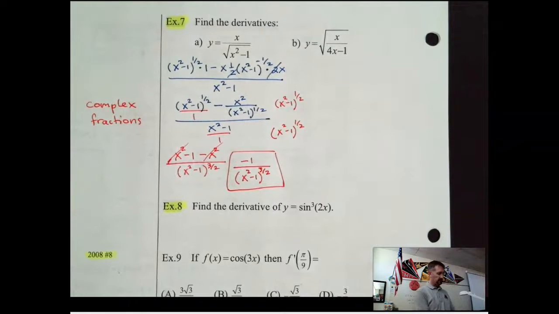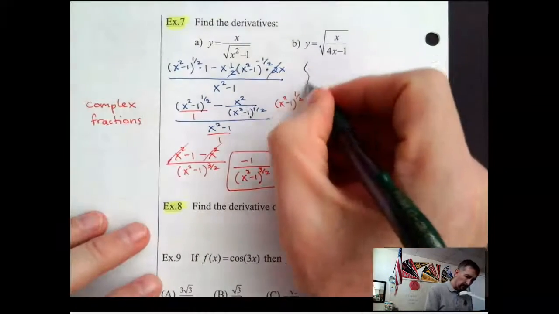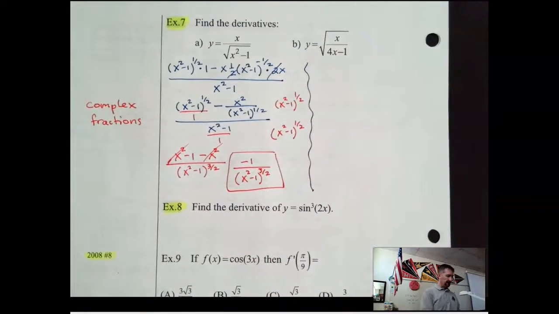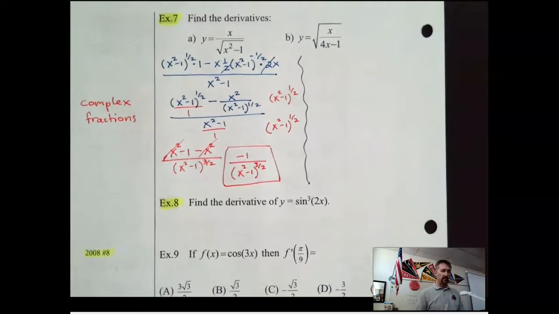All right. Okay, I'm just going to keep moving right along. Pause it to see if you can do this yourself.